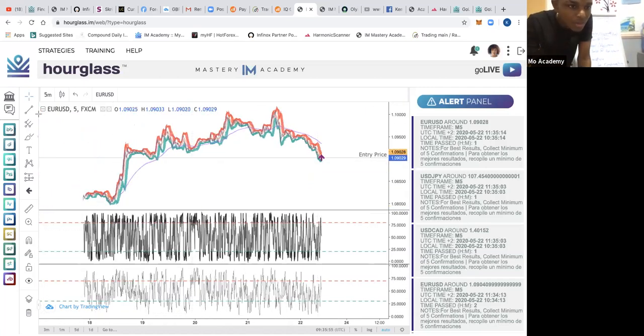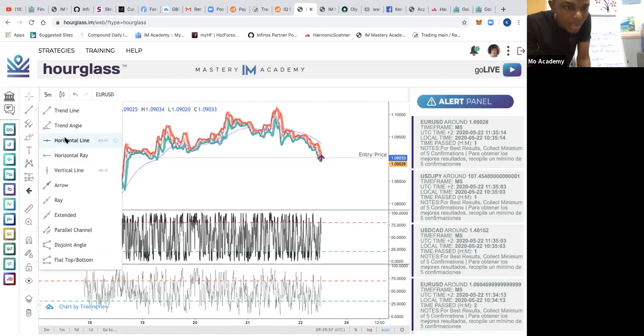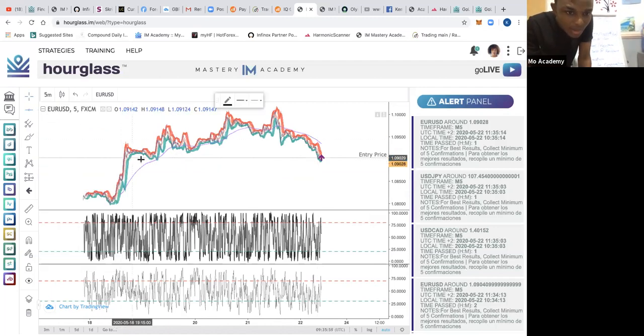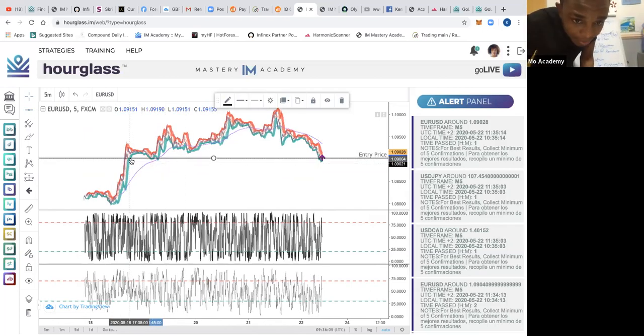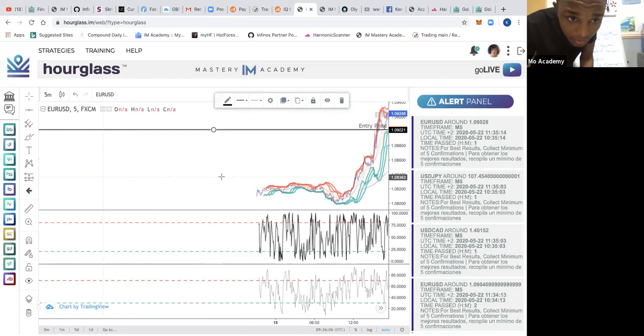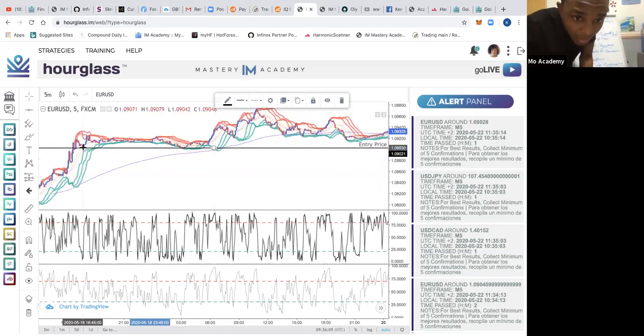Can you see? Let me show you something, the same way I told you. This is a floor. I marked the floor from here. You guys agree with me? This is a floor. If you agree, type in agree on the chat.